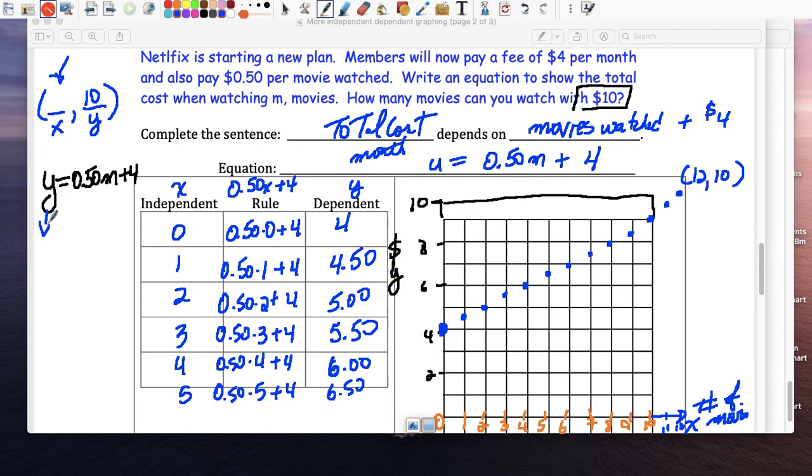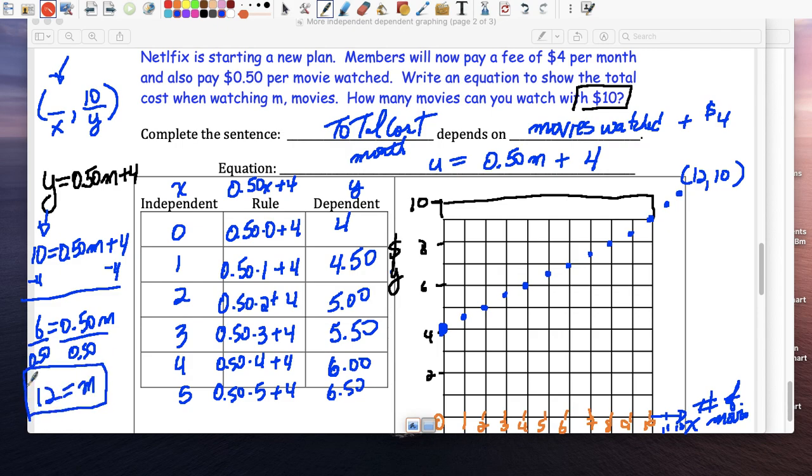Well, now that I have that, I can simply substitute Y for 10, and then I'm going to subtract 4 from each side. 10 minus 4 is 6, equals 0.50 m. I'm going to divide both sides by 0.50 or 0.5. How many times can 50 cents go into 6? 12. So the number of movies I can watch would be 12. So you could have done it visually, or you can just do it in the equation. So here, 12, 10, which is this point that we found using the graph.